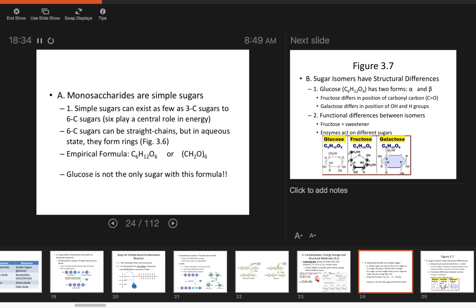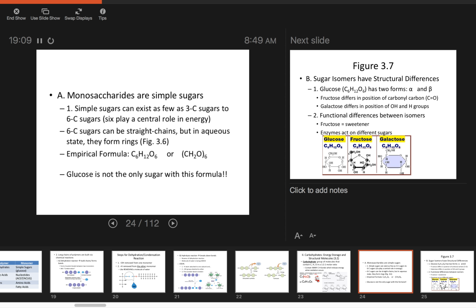So monosaccharides are your simplest sugars. They can exist as few as 3 carbon sugars to 6. 6 obviously plays a central role in energy with glucose. 6 carbon sugars can be straight-like chains, but in an aqueous state, they will form rings. There's a picture in your book, figure 3.6, that shows the two there. The empirical formula, you can write it out as C6H12O6, or if you want the simplified version, with the CnH2nOn, there it is right there.